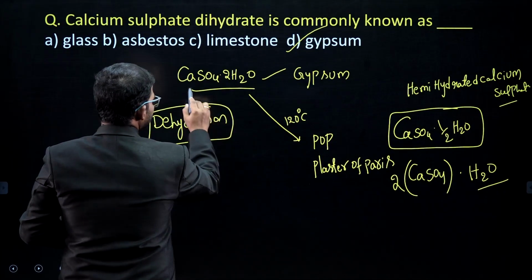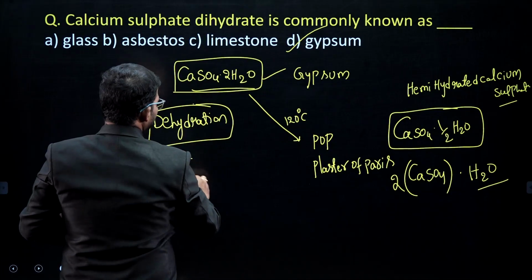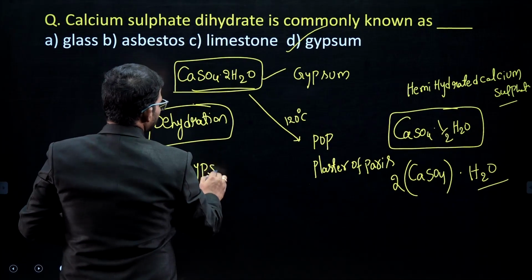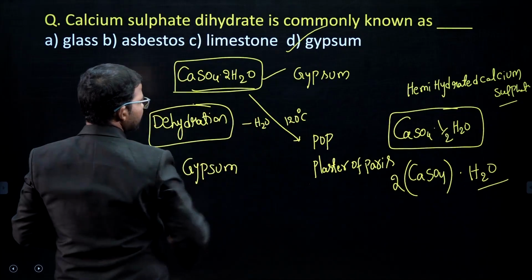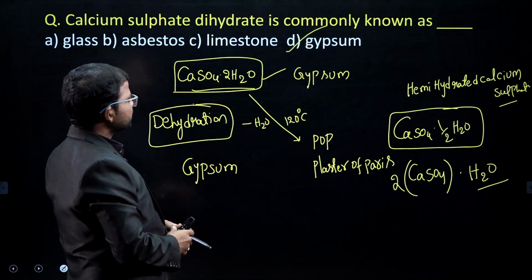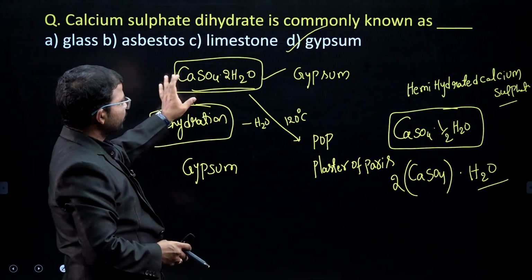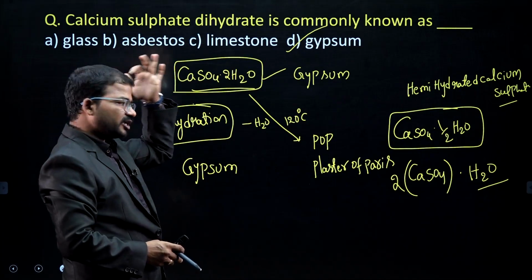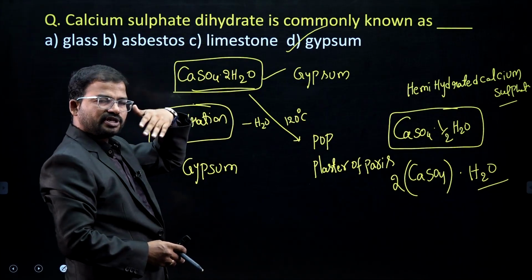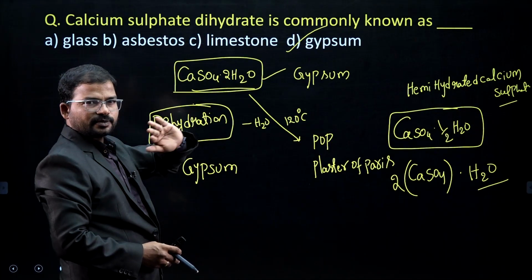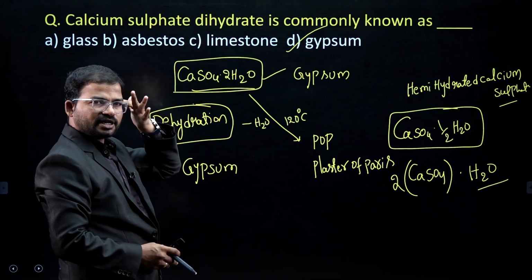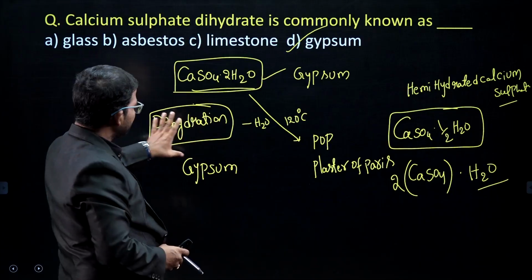So dehydration means gypsum can be converted into plaster of Paris. Dehydration means loss of water. By the removal of water derivatives from the gypsum, what do we get? Plaster of Paris. If we observe any loss of water related derivatives from the product, the name of the process we can consider as dehydration.